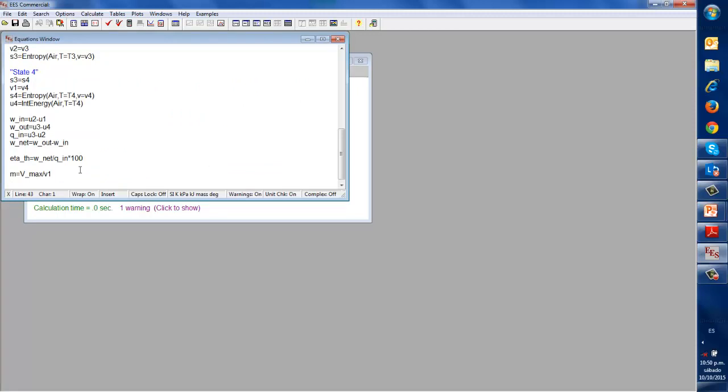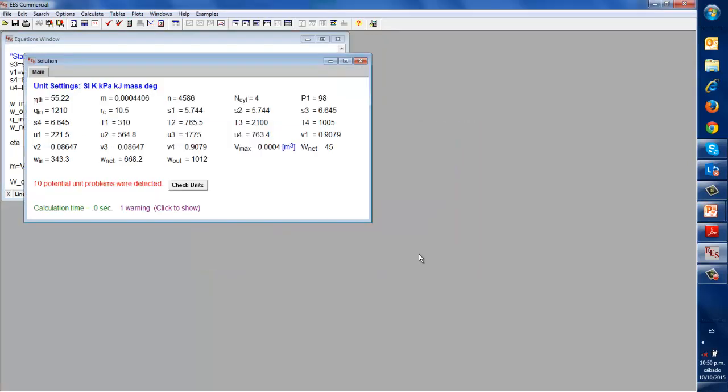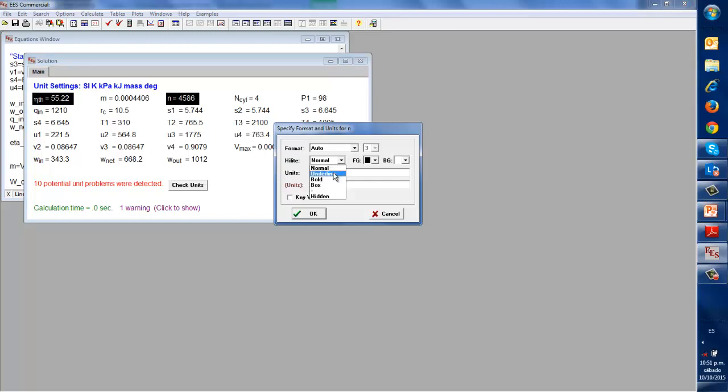So we are ready to introduce our expression. We don't need to solve for n. n is equal to the mass of each cylinder times the number of cylinders times W net times n, divided by 60 times 2. If we press F2, we have that our n is 4,586, which is very close. We can do two things, like highlight these results in a box with a different color.